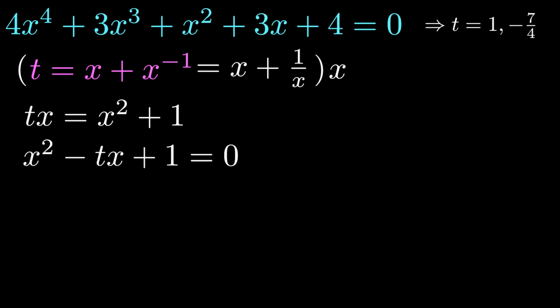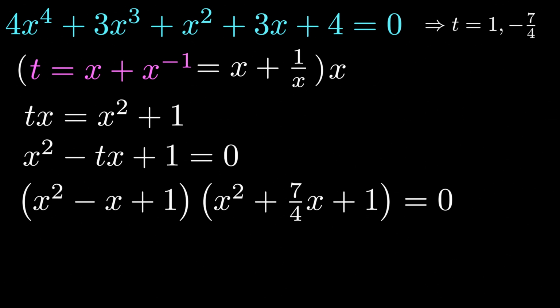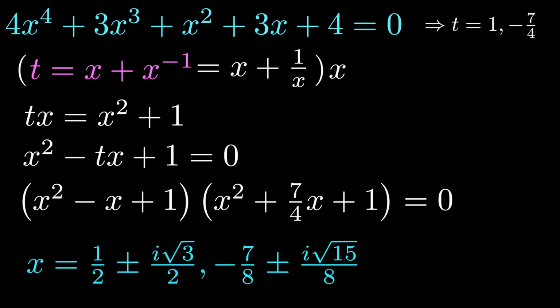Also notice that the polynomial in our reciprocal equation is a quartic with real coefficients, and every quartic with real coefficients is expressible as the product of two quadratic polynomials with real coefficients. And of course we have two values of t, and we have the form of our quadratic equation. So this tells us that we can rewrite our quartic as x squared minus x plus 1 multiplied by x squared plus 7 divided by 4 x plus 1. And so we can solve these two quadratic equations using the quadratic formula. In doing so, we get the following four solutions.